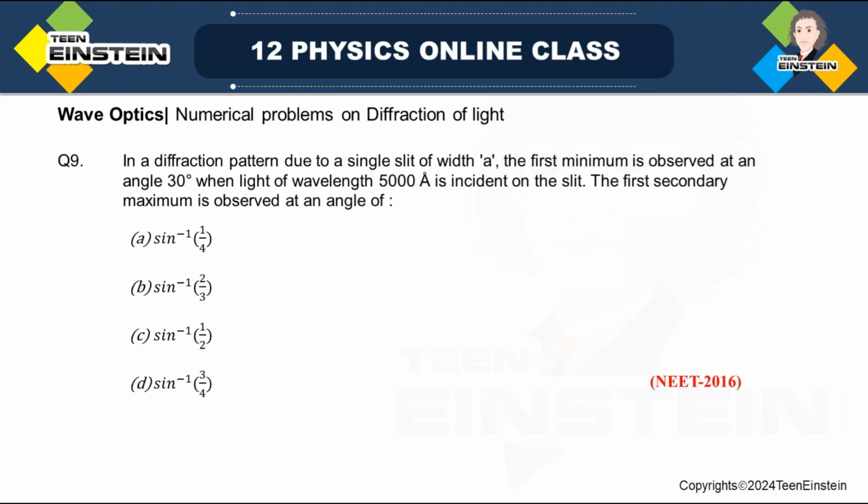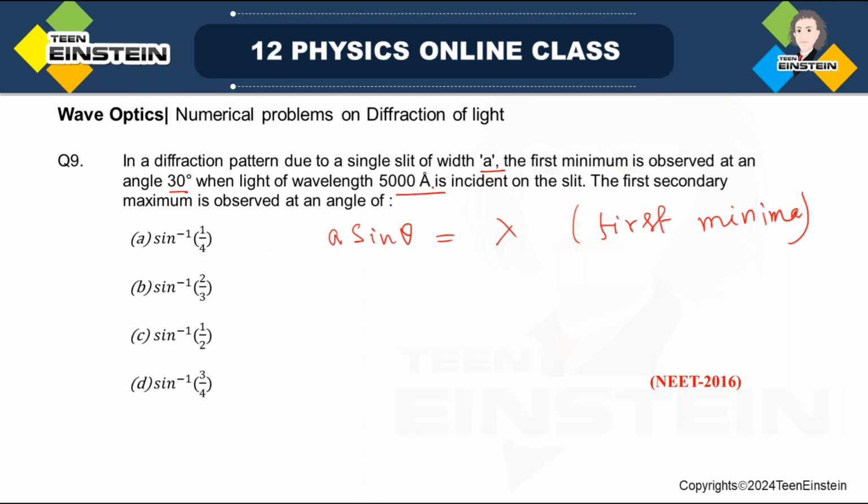Now go to the next question. In a diffraction pattern due to single slit of width a, first minima is observed at an angle. For first minima, a sin theta is equal to lambda. This is the condition for first minima, right? This we have already discussed, and you might also know.